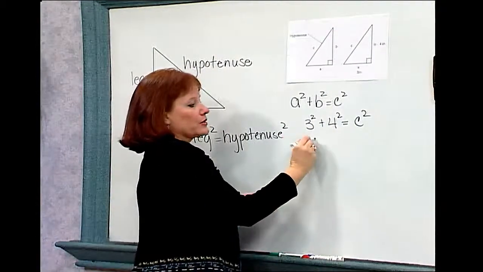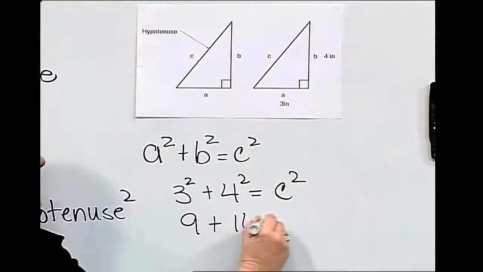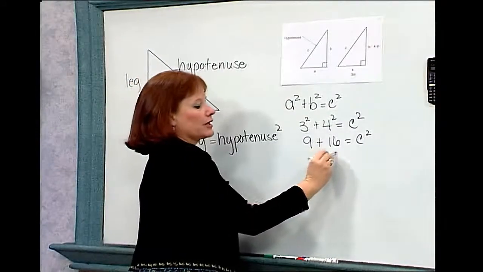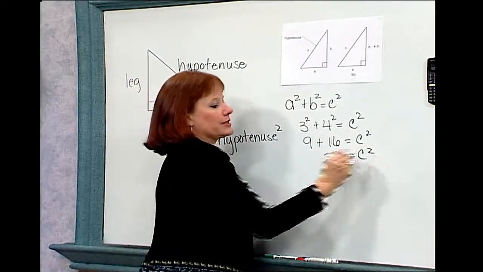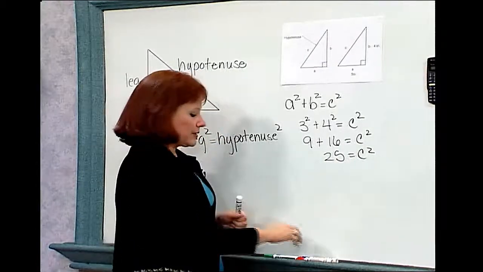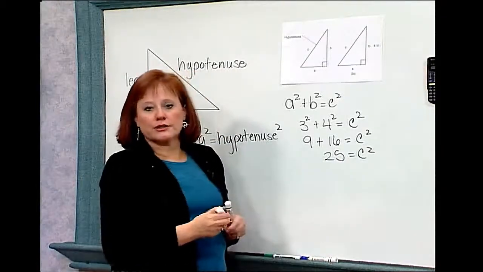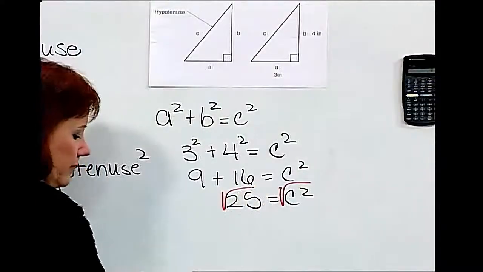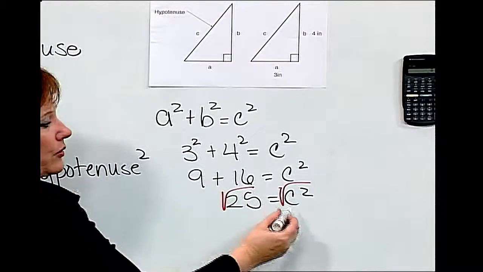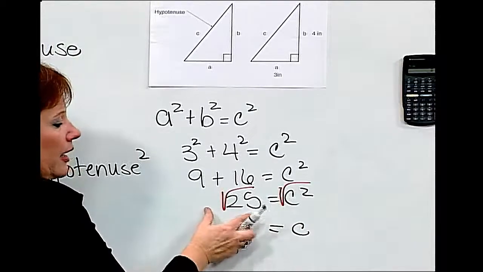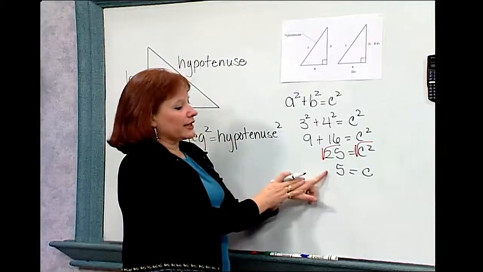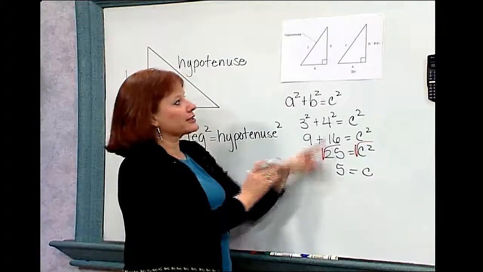When I square these numbers, I get 9 plus 16 is equal to C squared. And when I add them together, I get 25 is equal to C squared. Now, solving this equation is pretty simple. I just want to take the square root of both sides. The square root of C squared is C, and the square root of 25 is 5. What that tells me is the length of the hypotenuse is 5 when the lengths of the legs are 3 and 4.